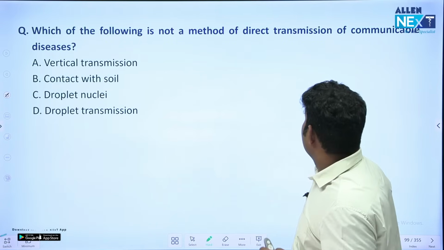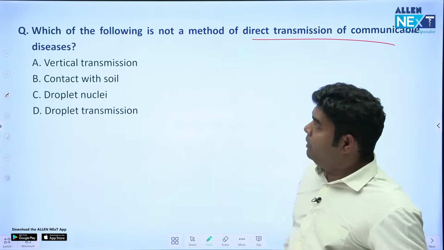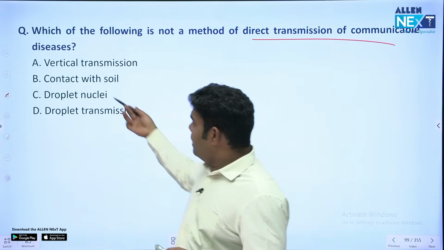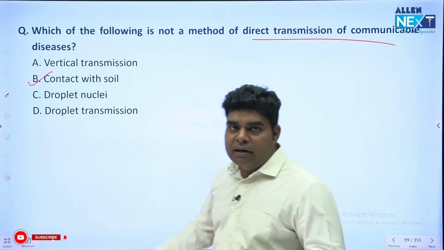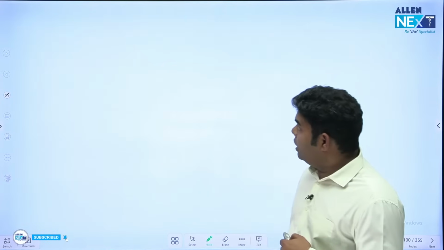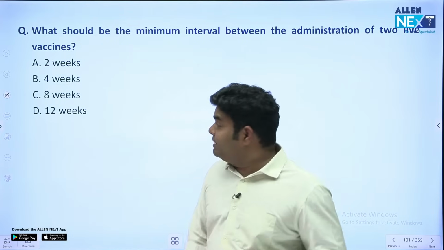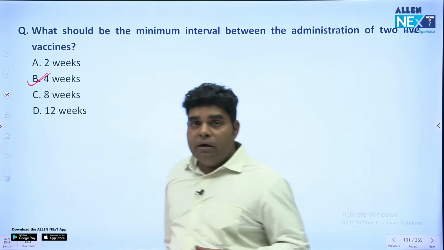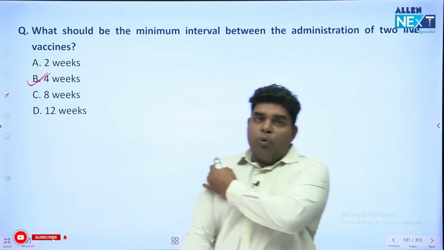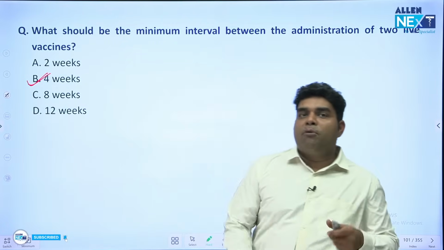Which of the following is not a method of direct transmission of communicable disease? If it is coming through soil, it is not direct. Direct means respiratory route or droplet and all. What should be the minimum interval between administration of 2 live vaccines? 4 weeks. Okay, if they are not given at the same time, then they should be given at a gap of 4 weeks.